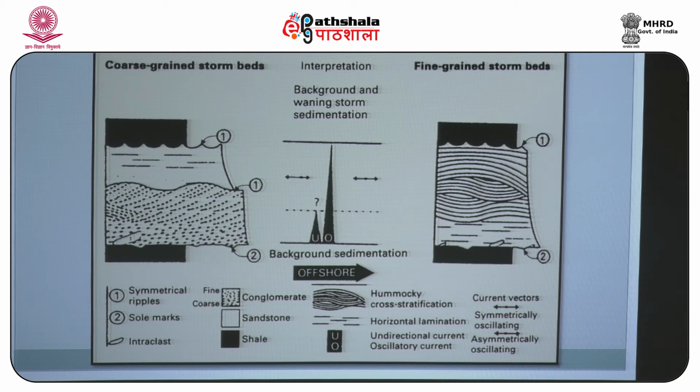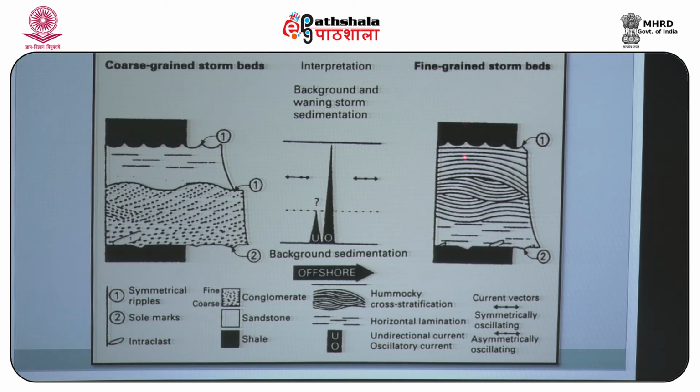In case of lower shore face, the normal sedimentation is usually silty, but in case of offshore, muds get deposited here, and these kinds of coarse grained storm beds represented by coarse grained tempestites are usually found, eroding these background sediments. Symmetric ripples as shown here are common at the top and shoal marks at the bottom.